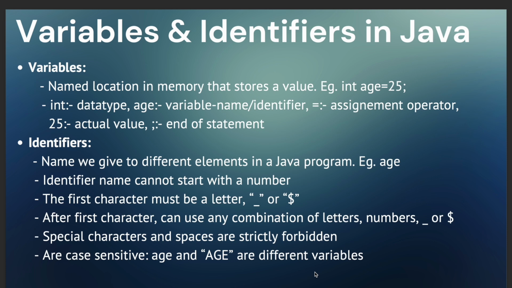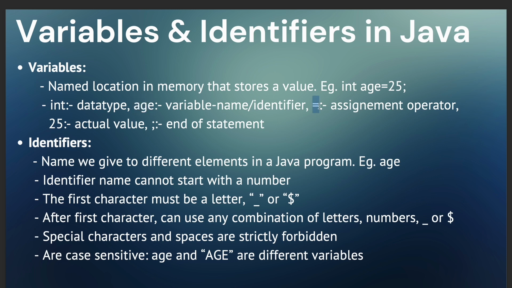In Java, we create a variable like this: int age = 25. Let's understand each part. int is the data type. It tells Java this memory slot will hold an integer, that is a whole number. age is the variable name. This specific name is what we call an identifier.